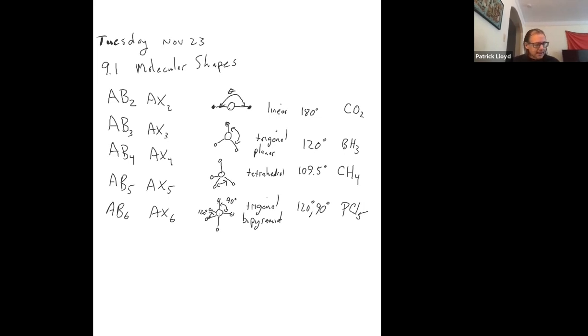Okay. And then the last one is AB6 or AX6. So now you've got a central atom. And this one is kind of like you're combining 3 linears. All the angles are the same. It's octahedral. And all the angles are 90. SF6, sulfur hexafluoride, is the example of that.